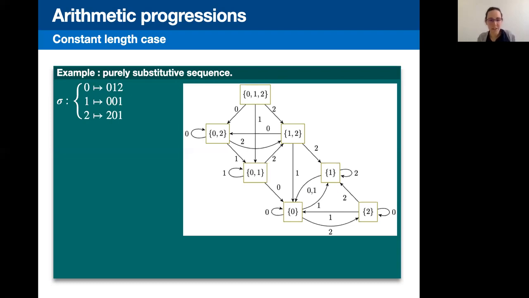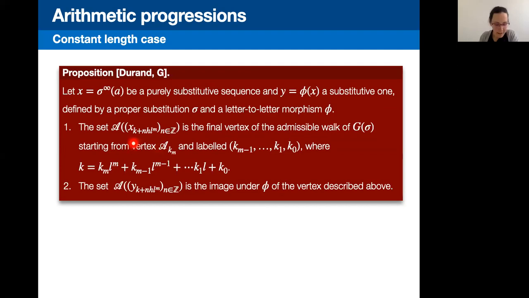And then we will see that it corresponds to the arithmetic progression. To look at the alphabet of the subsequence with period h, l to the m and starting at index k, it suffices to decompose the index k in base l, and then we follow the path starting from k0 and k1 and so on in the graph, and we will obtain the alphabet of this subsequence.